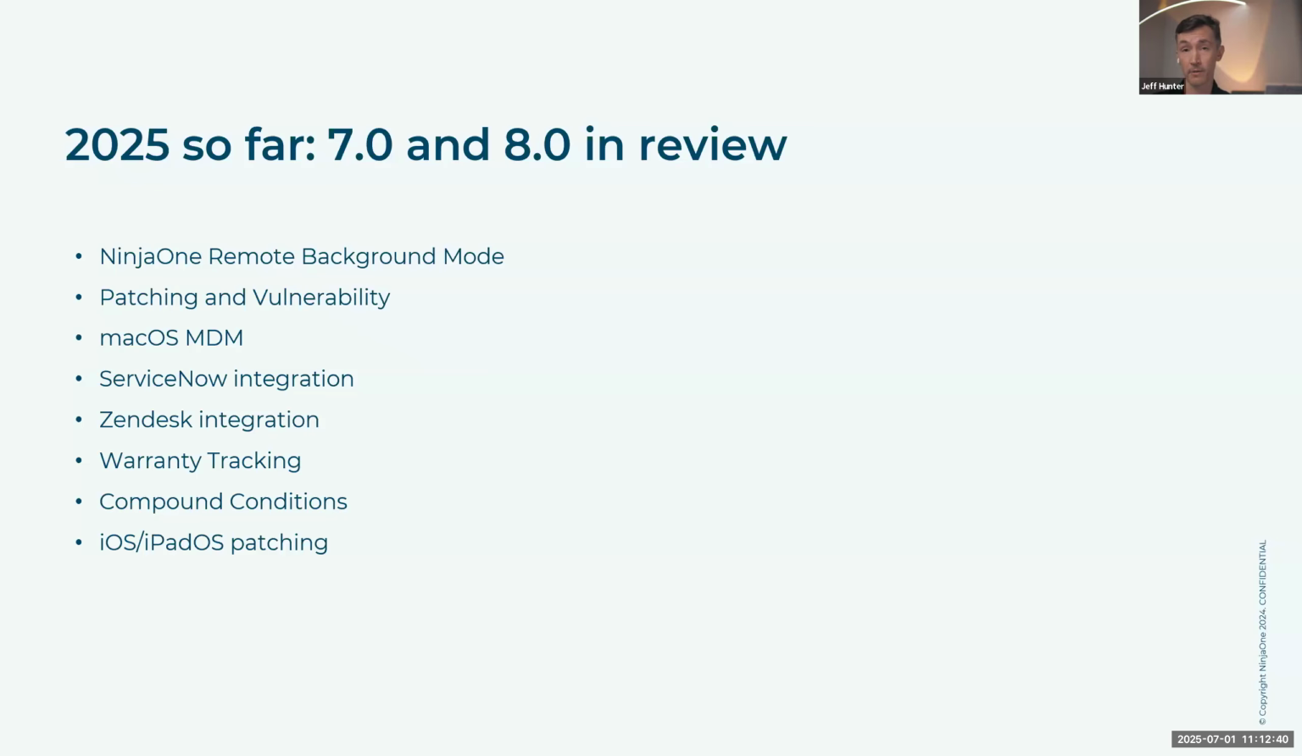7.0 brought the release of our ServiceNow and Zendesk integrations. It brought the release of warranty tracking for Dell, Toshiba, HP, Lenovo, and Microsoft devices. It brought us the ability to aggregate conditions so that we need multiple conditions to trigger before an alert is raised.